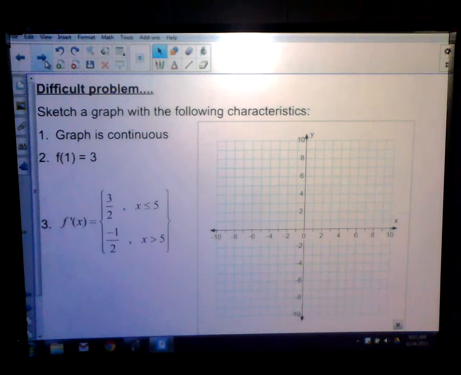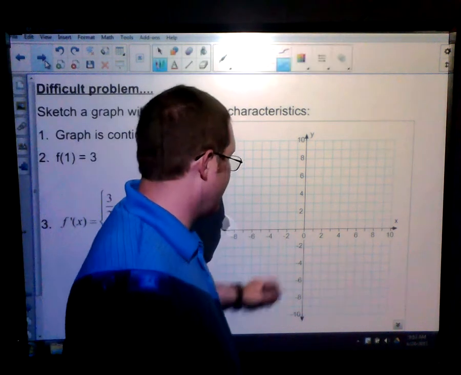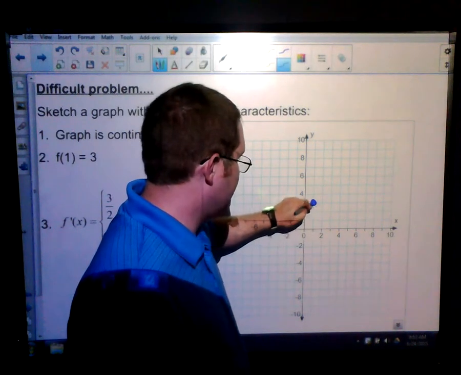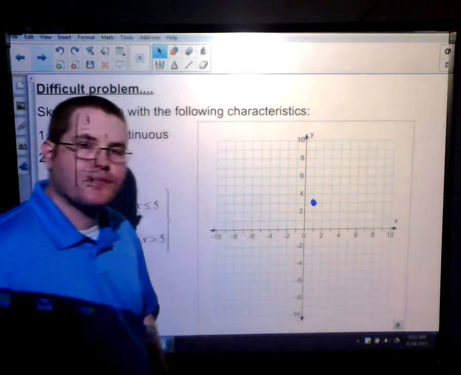Let's try this one. This is always one of the most difficult problems. I'm going to sketch a graph with the following characteristics. First of all, the graph is continuous. That doesn't really help me right now. F of 1 equals 3, and f prime is this piecewise function. Well, continuous doesn't really help for the graph. F of 1 equals 3 is a point. The point is (1, 3). So I have a specific point to start with.